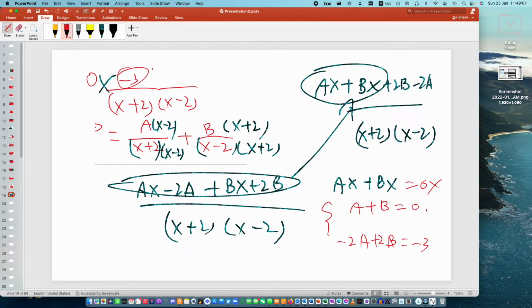I wouldn't have thought of this whole method. Which method? Like this ax plus bx equals 0x in the partial fraction. I wouldn't have thought of that. You need to. You know why? Because that's called comparison, right? Comparison means you need to compare similar terms.